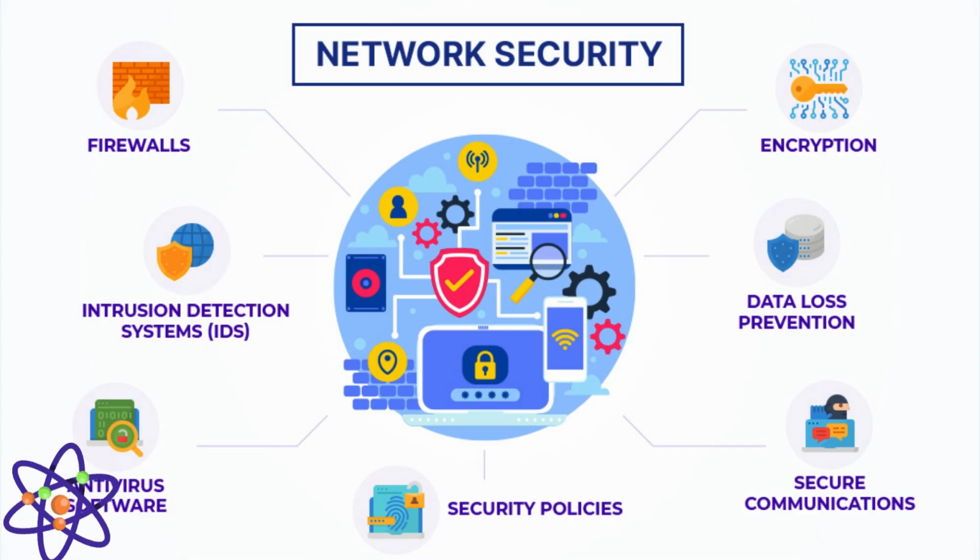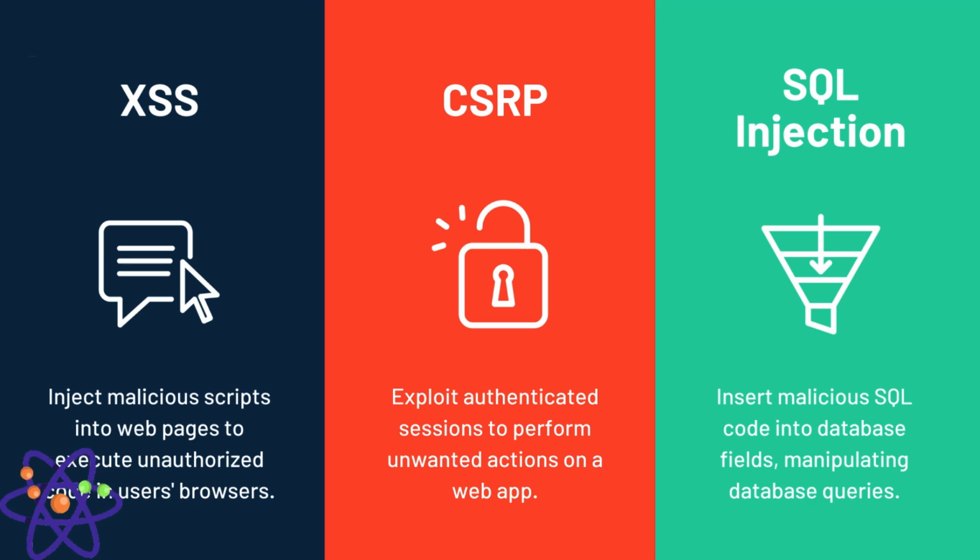Network security. Importance of network security: network security is crucial for protecting data integrity, confidentiality, and availability across the network. It ensures that sensitive information is not accessed, altered, or destroyed by unauthorized entities. Effective network security measures protect against cyber attacks, data breaches, and other malicious activities that can compromise personal and organizational data. Okay, so some common security threats like XSS, cross-site scripting, CSRF, cross-site request forgery, and SQL injections.